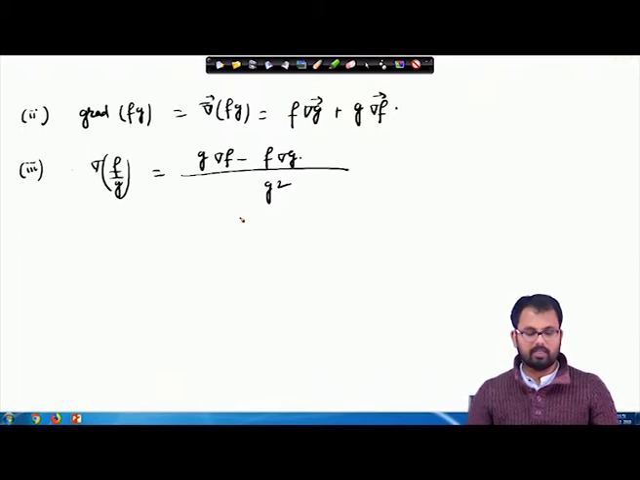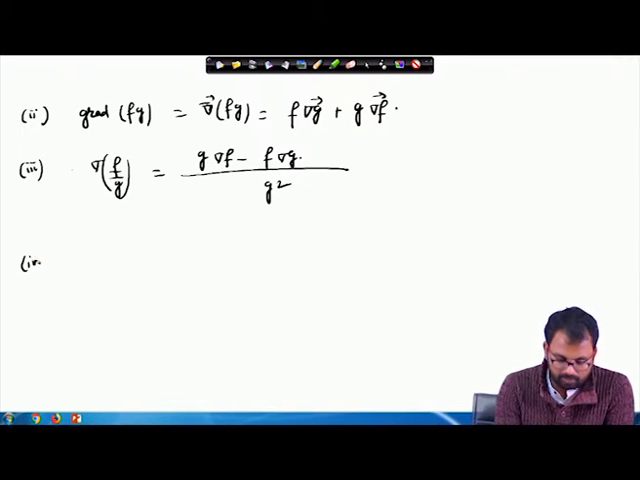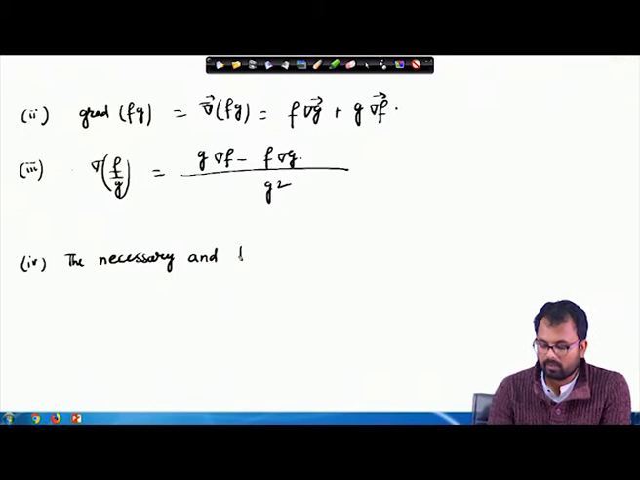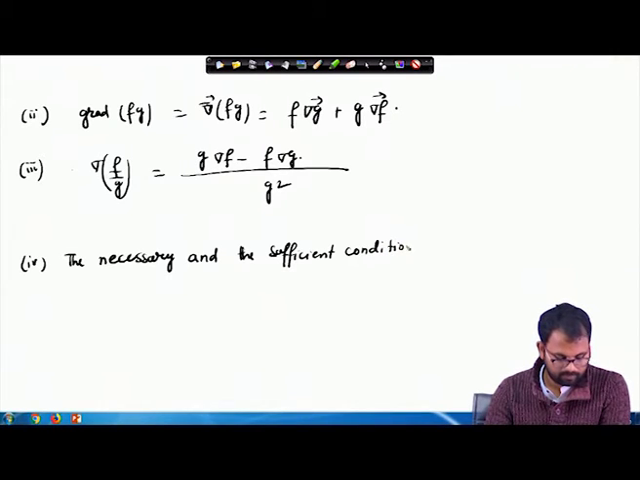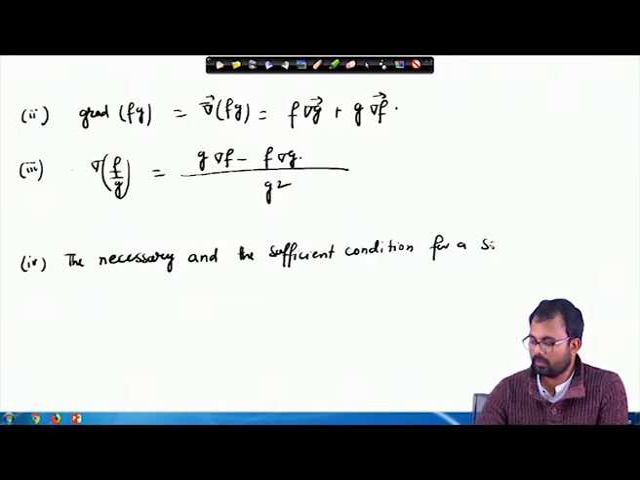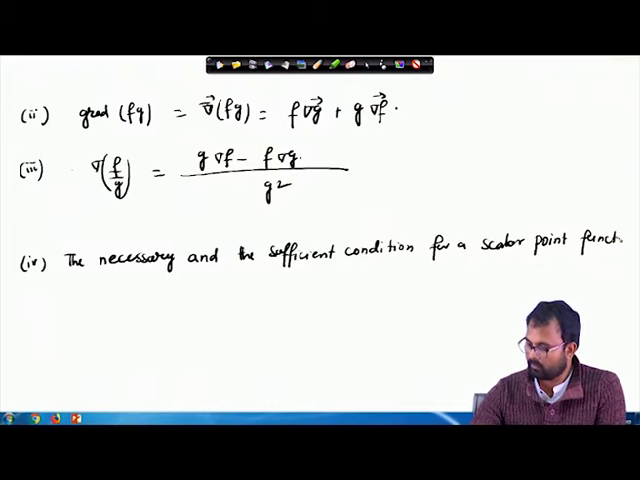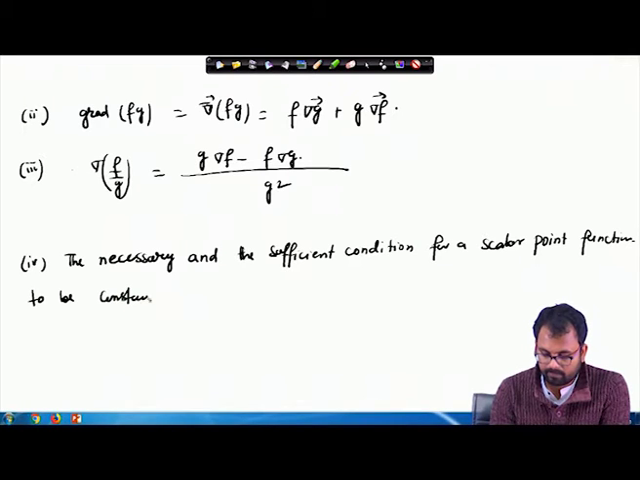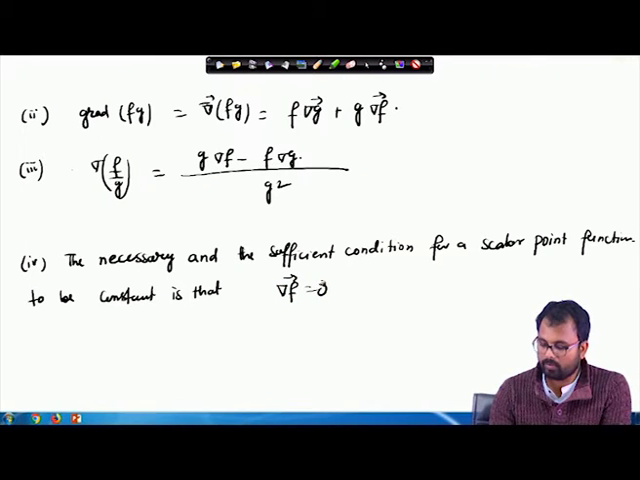Then we have another small result. The fourth property: the necessary and sufficient condition for a scalar point function to be constant is that the gradient of f must be a 0 vector.